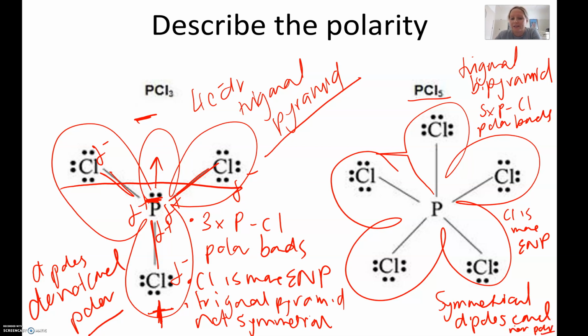So I hope that makes sense, and let's just have a look. So that'll be slightly negative, slightly positive, slightly positive, slightly negative, and so on around the molecule. And what you can see is there's not one side of this that's positive and negative. All the surrounding atoms are negative and the inner atom is positive, which means there's no net dipole. Those dipoles are cancelling each other out.